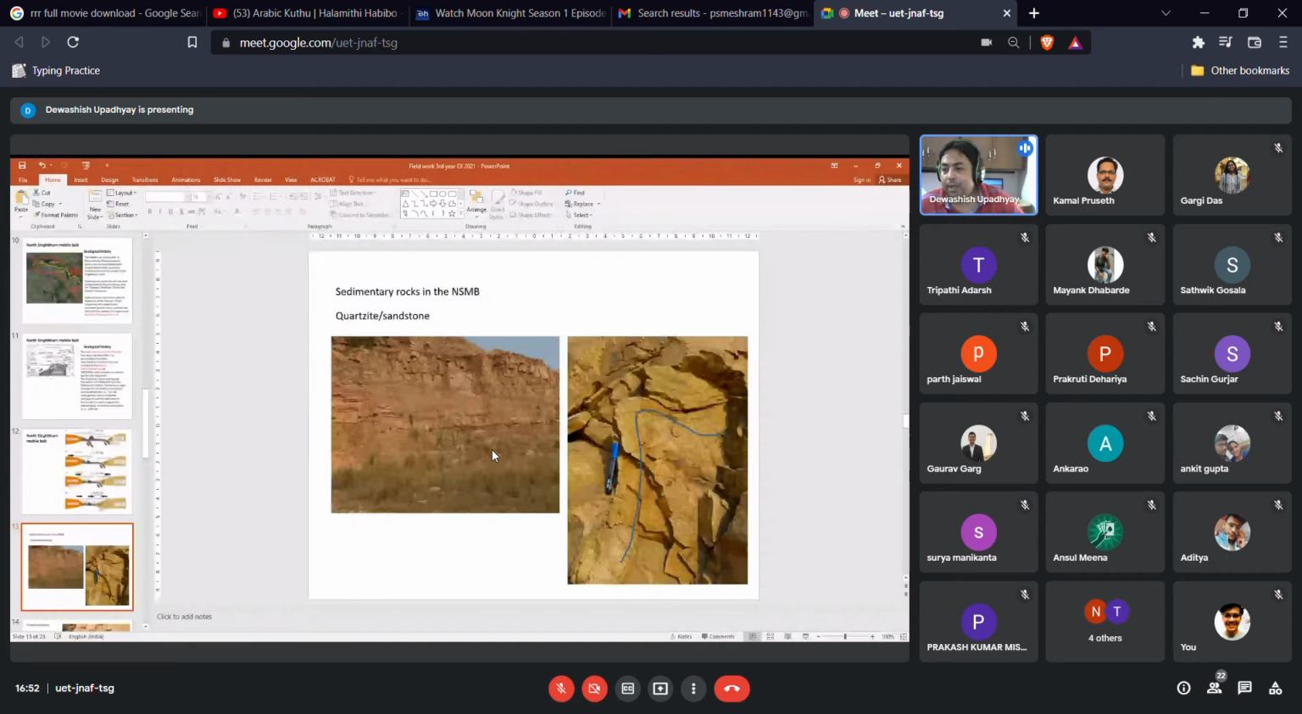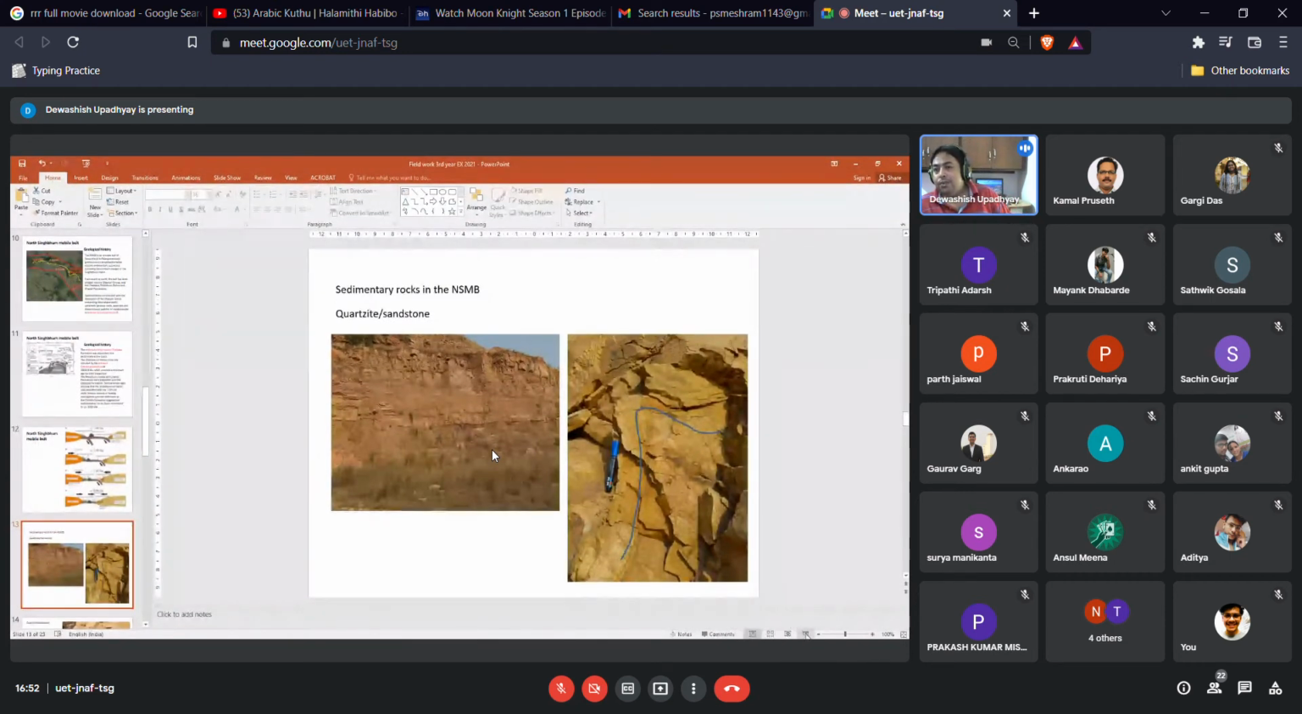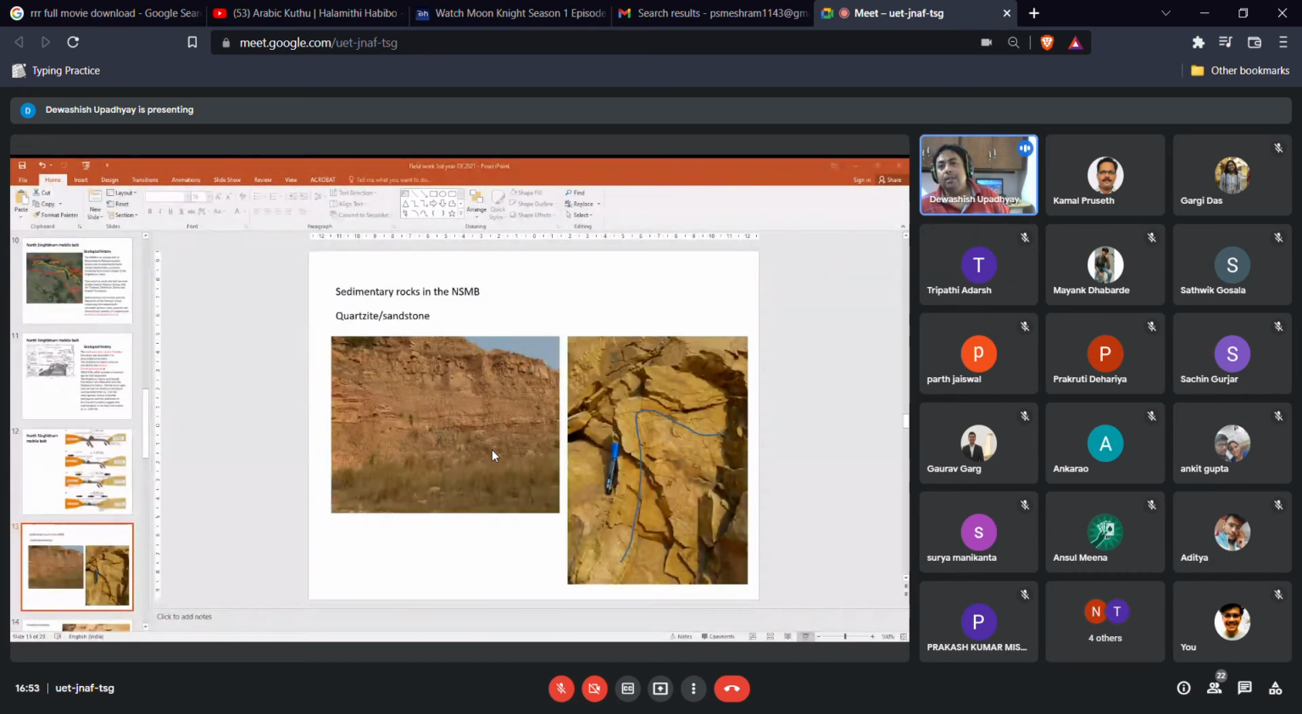Okay, so let's look at some of the rock types that you have in the sedimentary rocks in the North Singhbhum Mobile Belt. The most common rock types that you get are quartzites or sandstones. These are some field photographs that we took of these quartzites.